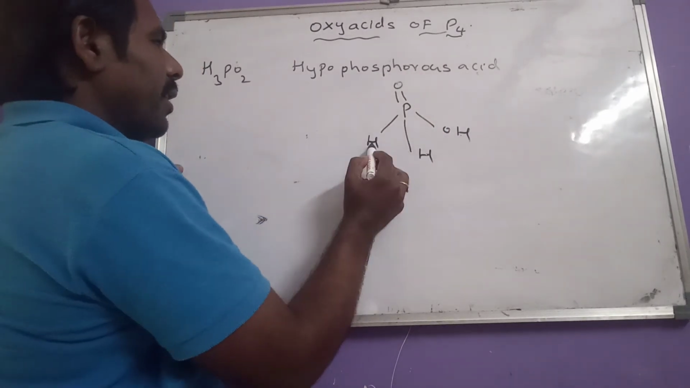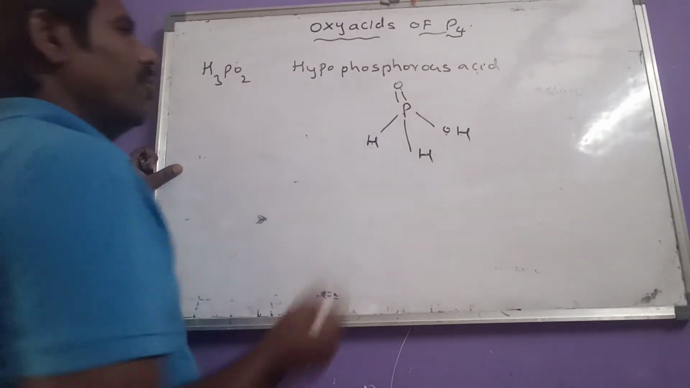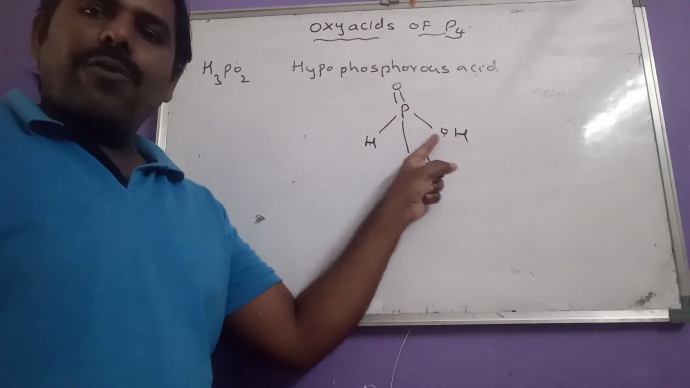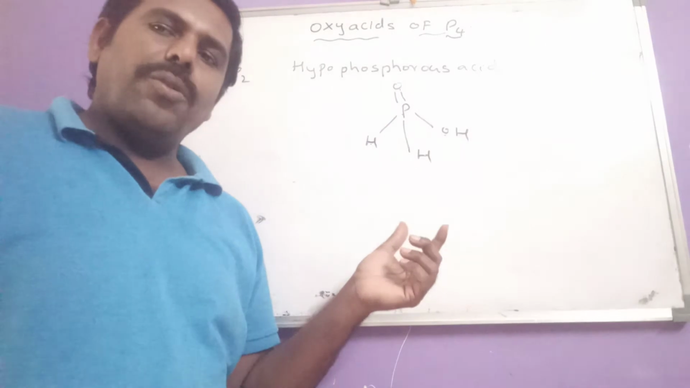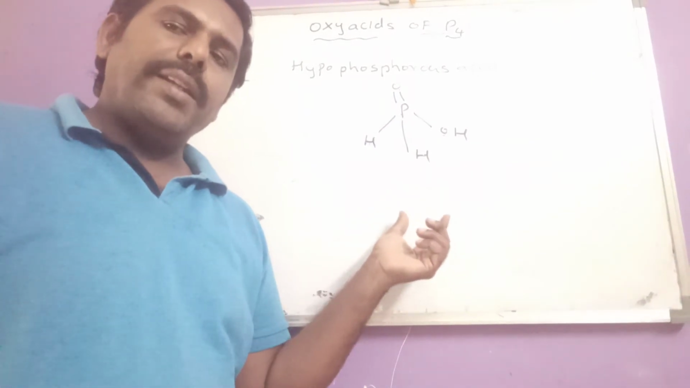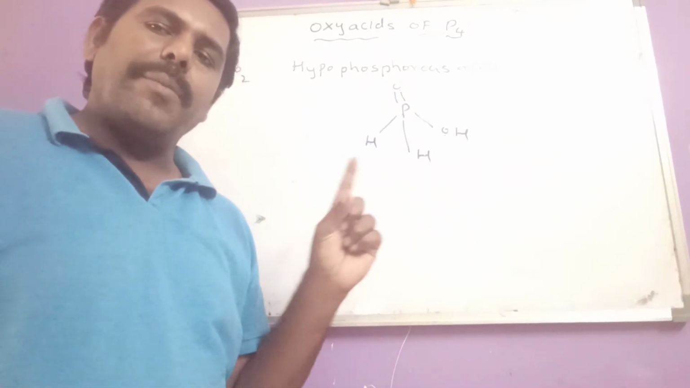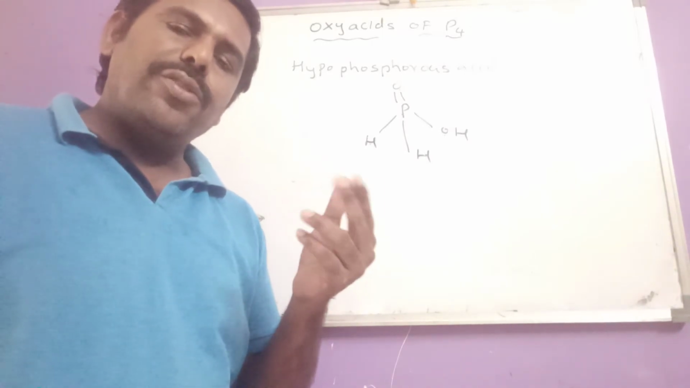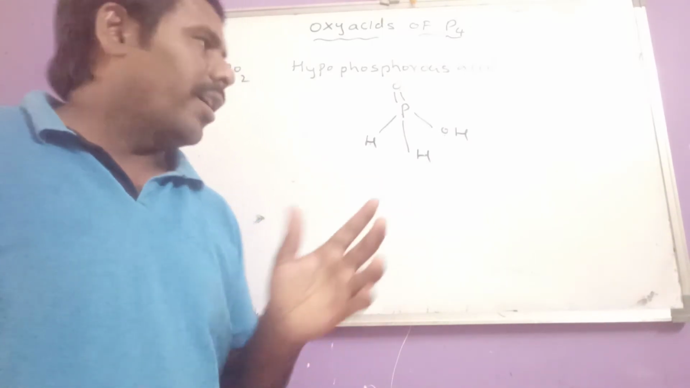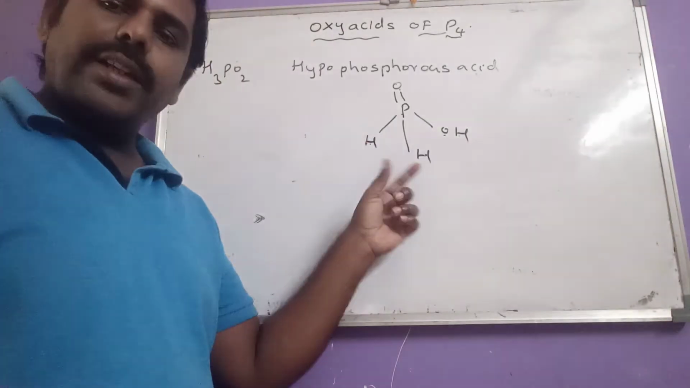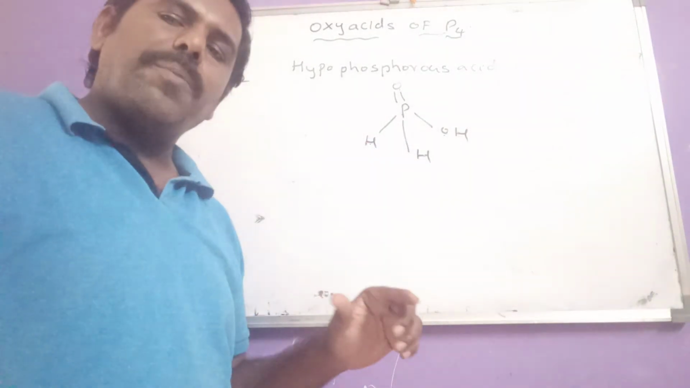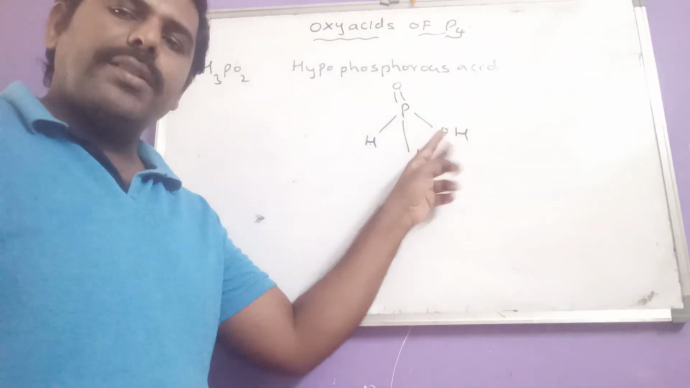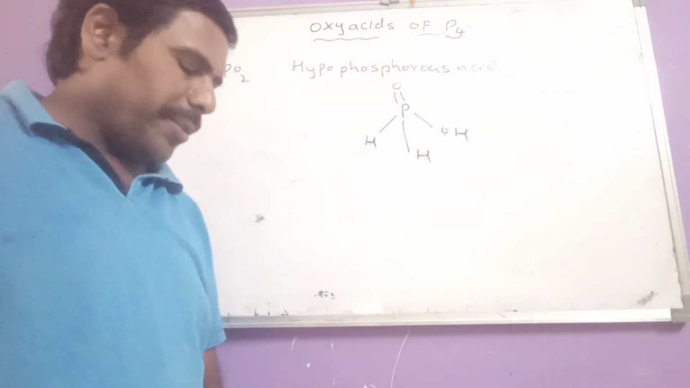So H3PO2. See here, H3PO2 is having one OH group. So what is the basicity of hypophosphorus acid? It is 1. 1 means that it can produce only one H plus ion. These two hydrogens may not come out as H plus ions. Only this hydrogen bonded to oxygen comes out in the form of H plus.